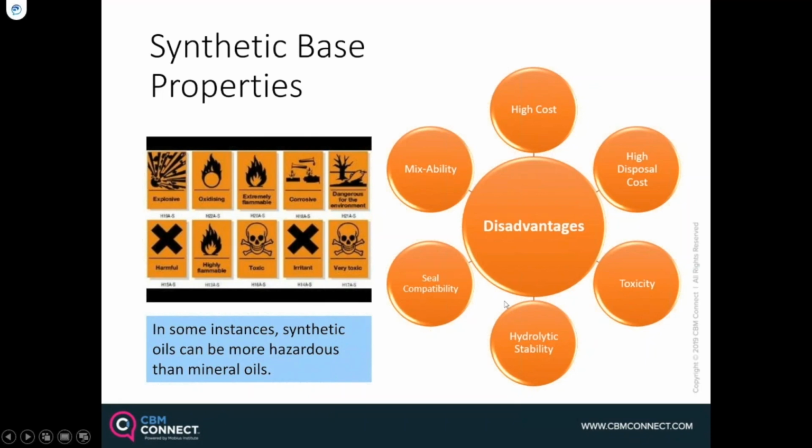Water in a mineral oil certainly isn't a great thing, but normally it's not such a quantum change as it might be with certain synthetics. Seal compatibility we touched on, and the mixability. We'll talk a little bit about compatibility, but not all synthetics are compatible with other synthetics, and not all synthetics are compatible with mineral oils. So you have to pay a little more attention when you do a changeover, maybe getting a complete flush, and making sure that you don't put two incompatible fluids in the same sump simultaneously.